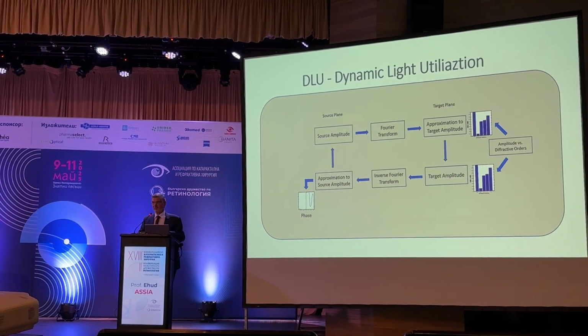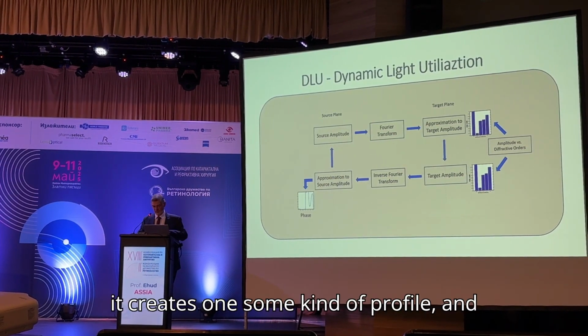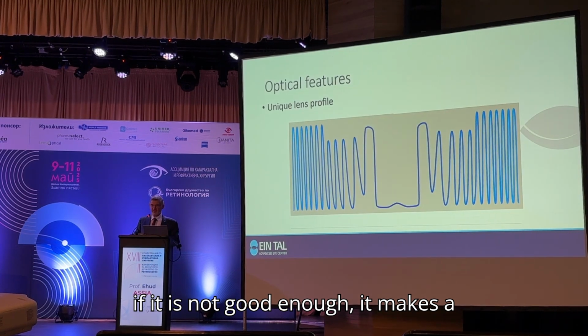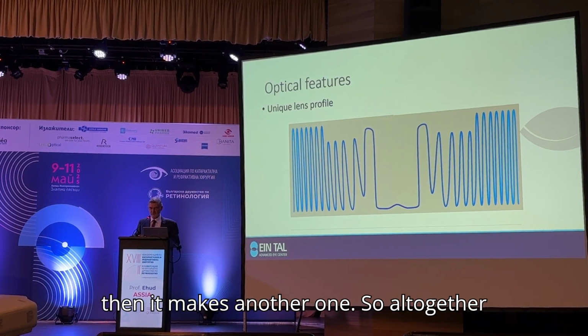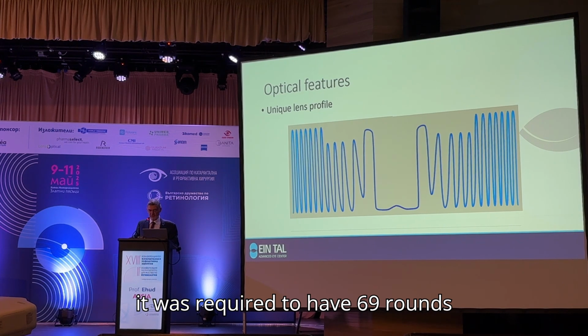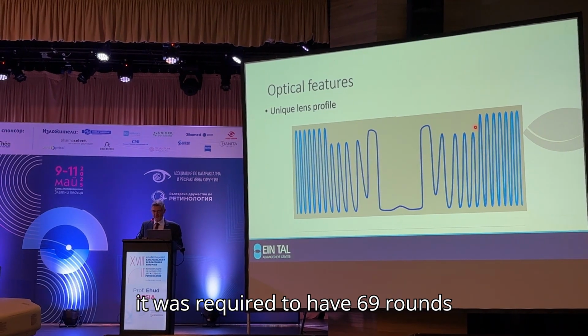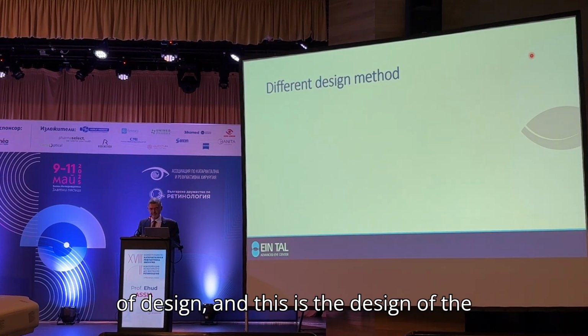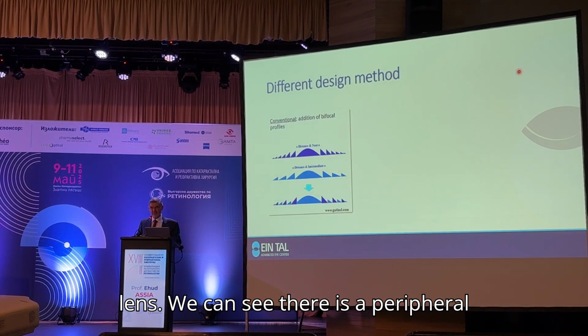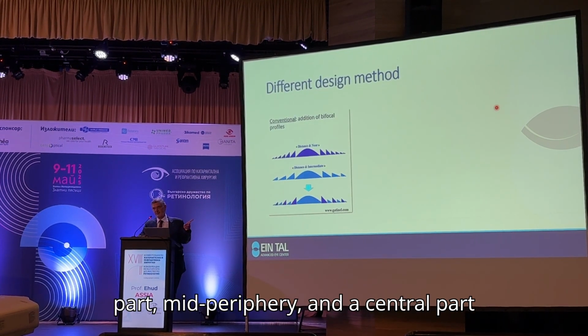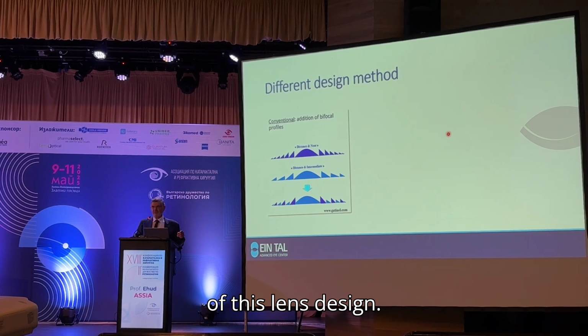So what it does, it creates some kind of a profile, and if it is not good enough, it makes a second one. If not good enough, then it makes another one. So altogether, it was required to have 69 rounds of design, and this is the design of the lens. We can see there is a peripheral part, mid-periphery, and a central part of this lens design.